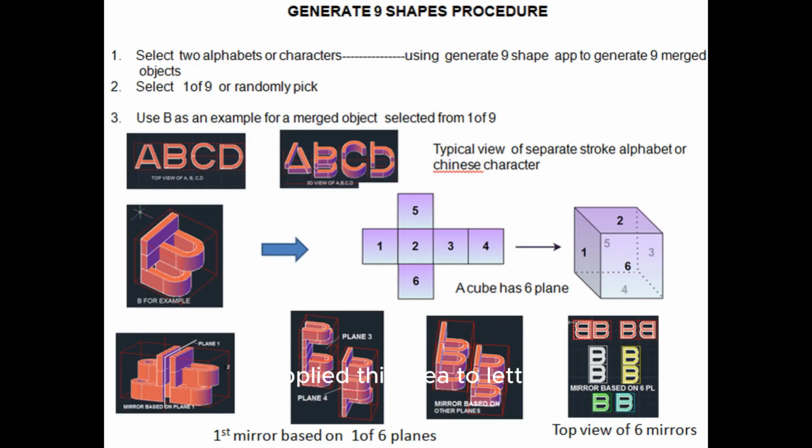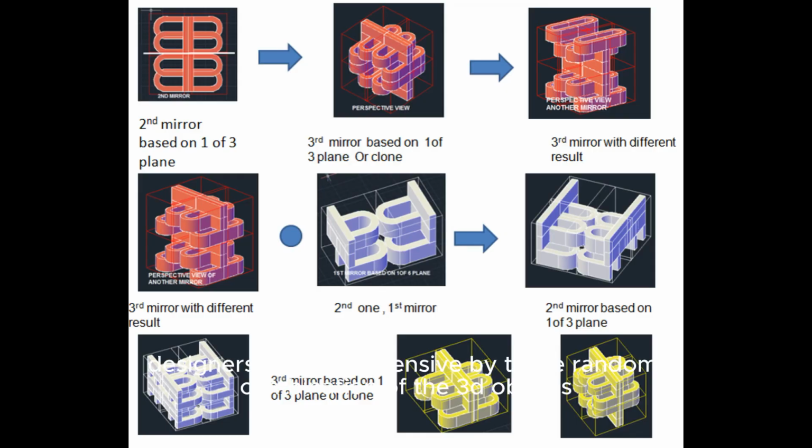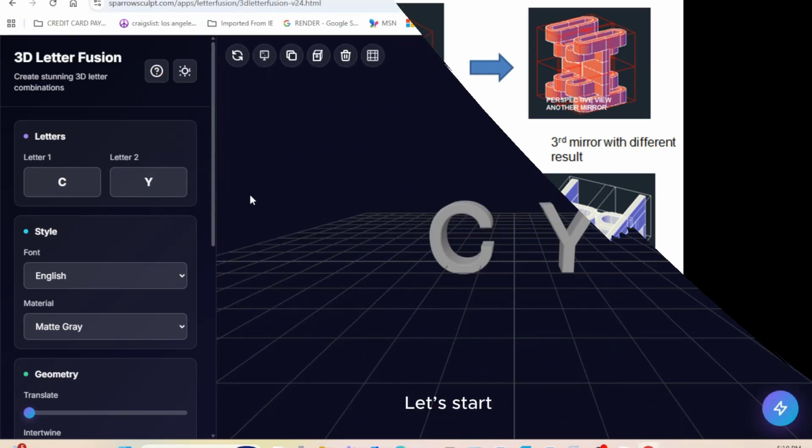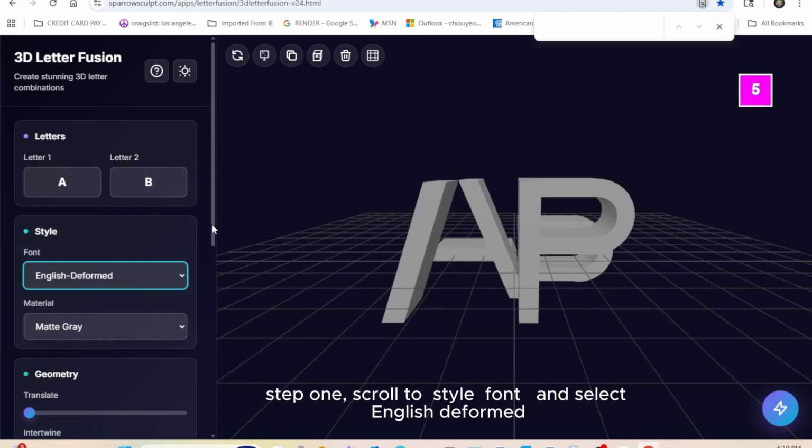I applied this idea to letters, numbers, and Chinese characters. They are becoming building blocks. You can manipulate them to form unprecedented 3D shapes. It will even be hard for architects or 3D designers to comprehend these random combinations of 3D objects. Let's start. Step 1, scroll to Style Font and select English Deformed.